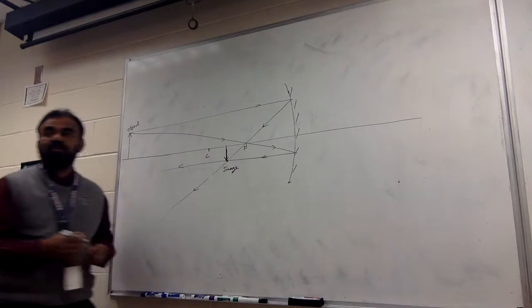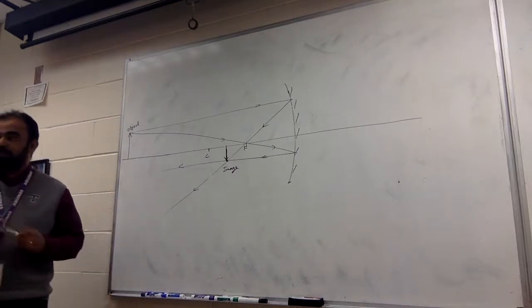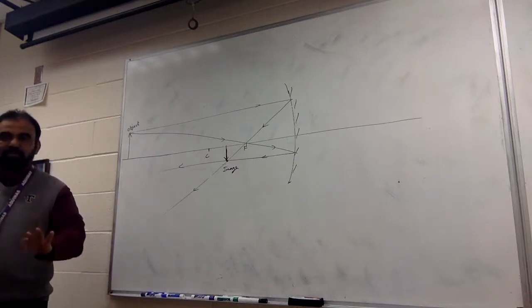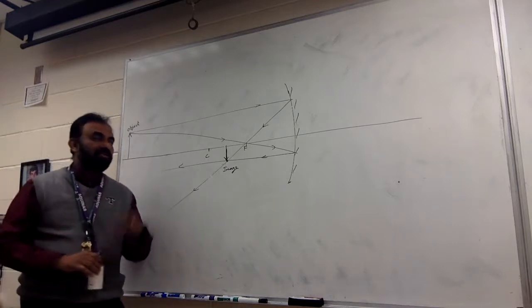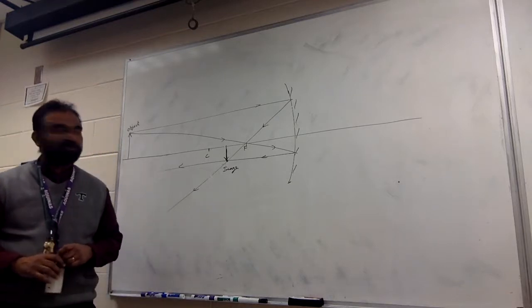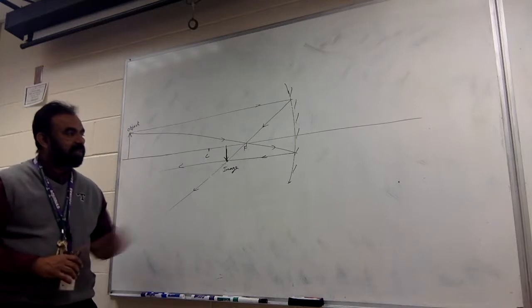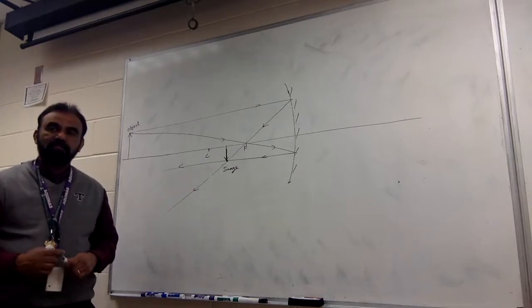It's pretty easy to draw and find out where the image is formed. All you need is 2 rays. Any of those 2 rays which I said. Okay? You don't have to draw all the 3. Just 2 of those are enough. So this is the image formed.